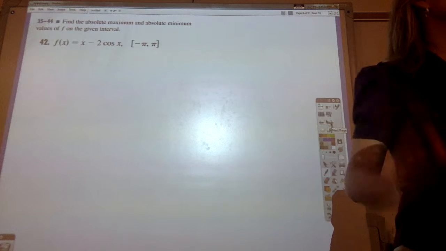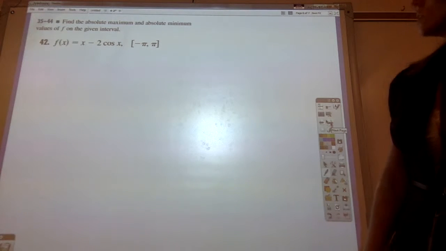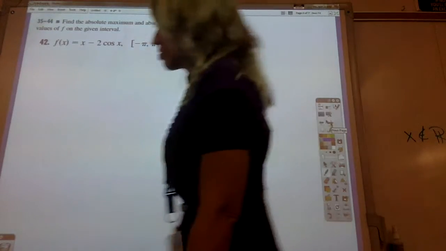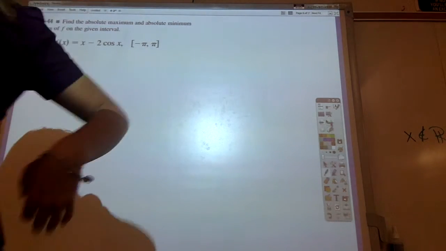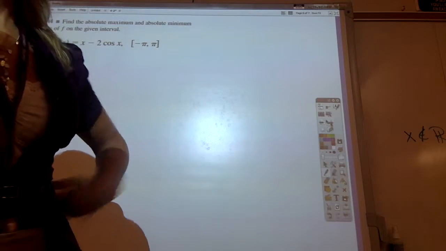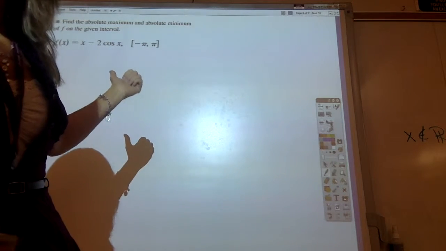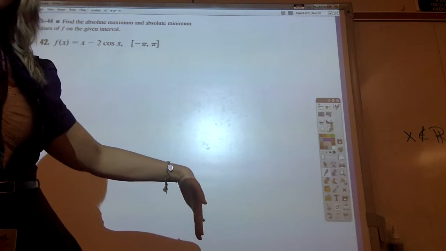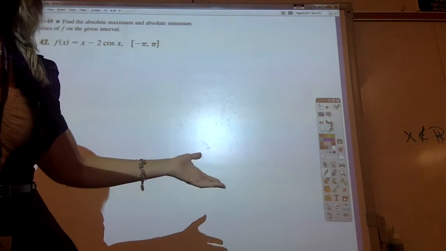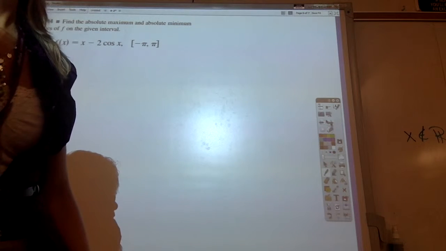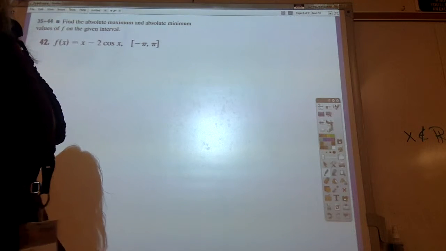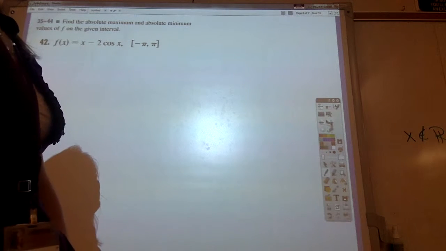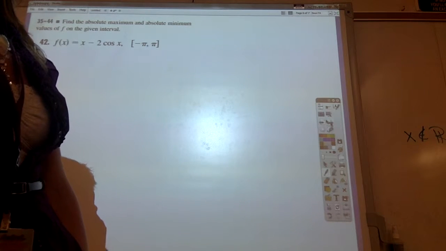This is the best problem here. Find the absolute maximum and absolute minimum values of f on the given interval. All right. The reason why we just found critical numbers in the last one is because your maxes and mins possibly occur at critical values, right? Where else could they occur? But it's a cosine function, so it's only on an interval, so it might only have one or two because it's on that small interval.